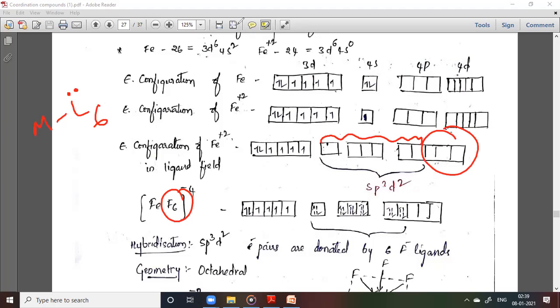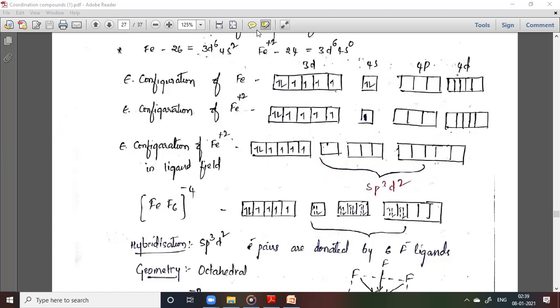So each ligand needs only one vacant orbital, so only 6 vacant orbitals are enough, we don't need more, since we have 6 ligands. One ligand comes here, one here, one here, one here, one here, one here. Each ligand will donate its lone pair into the 6 vacant orbitals. There is no need of another 3 here.